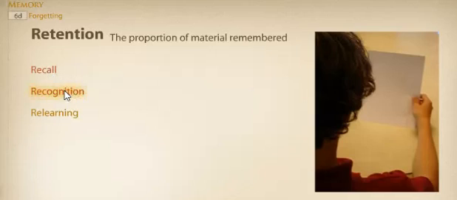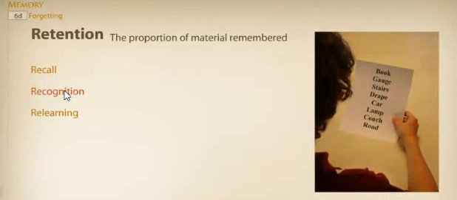Recognition. A recognition measure of retention requires subjects to select previously learned information from an array of options. For example, you might be shown a list of 100 words and then asked to choose the 25 words that you had memorized. So that would be more like a multiple choice test, and a recall would be more like an essay test. And then finally, relearning.